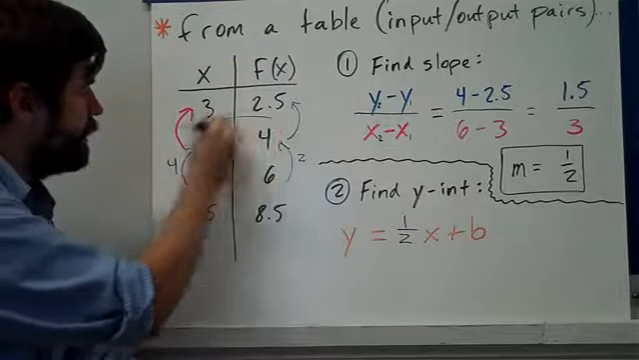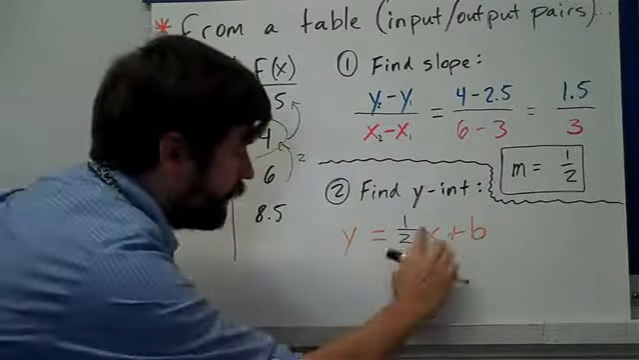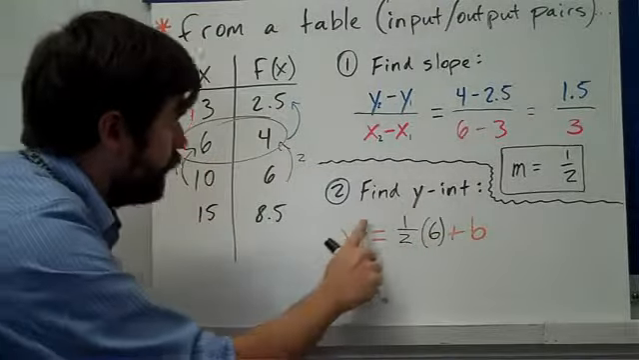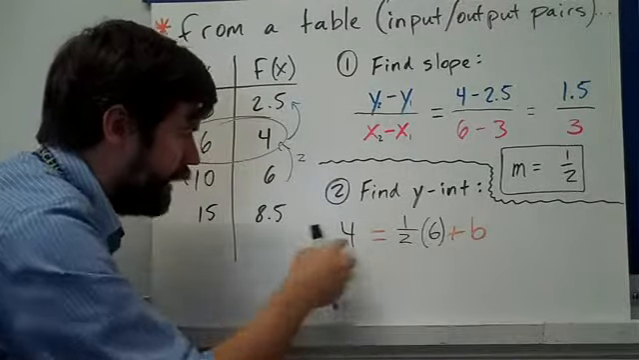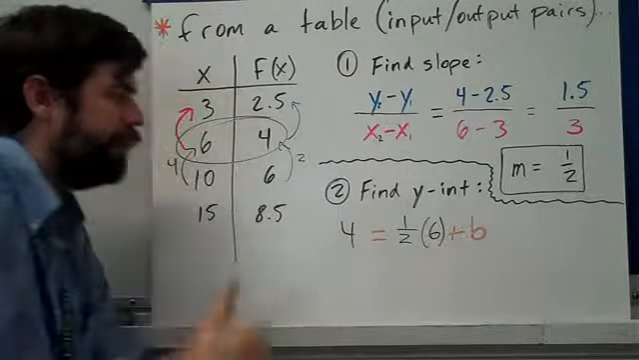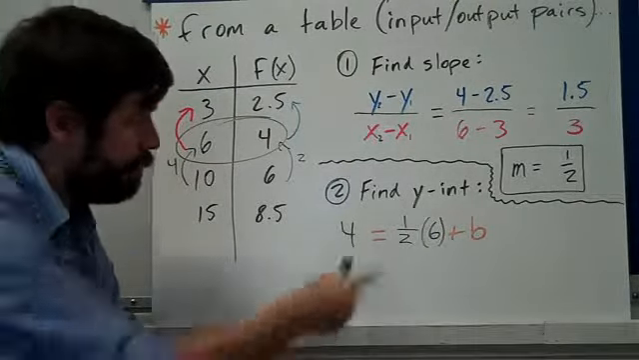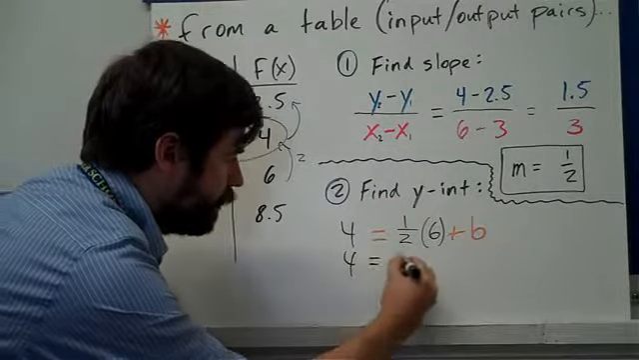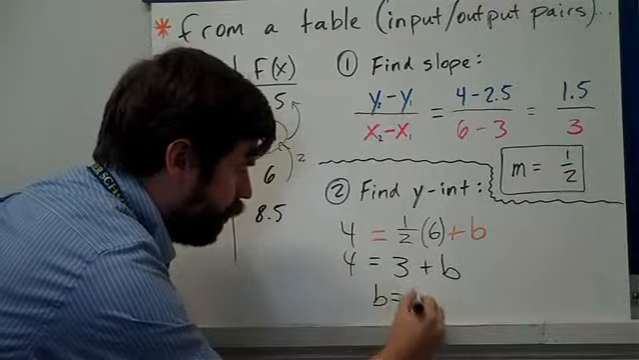So how about 6 and 4? We'll use that. So the x is 6, and the y, or the f of x, is 4. The input is 6, the output is 4. The only variable left now is b, so that will allow us to solve for b. That was our goal, find the y-intercept. So 4 equals 3 plus b, so b equals 1.